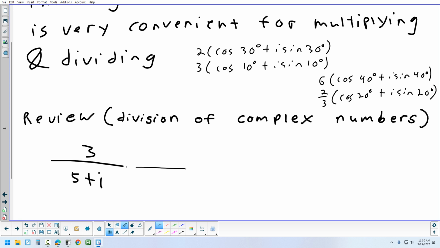Common denominator? Not common denominator. It's a single word. One word. It's like change the sign. Change the sign of what's in the middle, yeah? It begins with a... Conjugate. Conjugate, yes. All right, so we got to remember to multiply the top and the bottom by the conjugate.